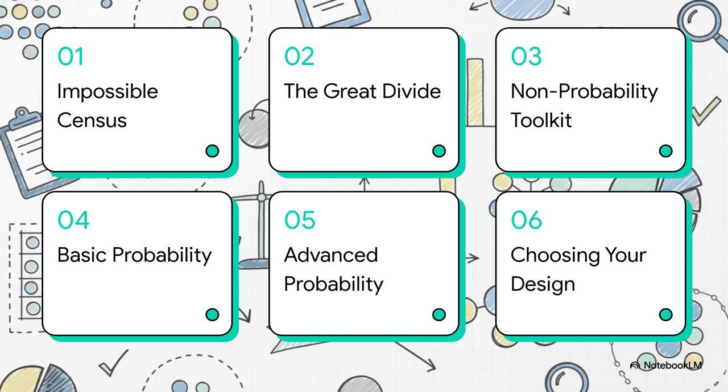Here is our methodical breakdown for today. First, the impossible census. Then, the Great Divide, followed by the non-probability toolkit. Basic probability, advanced probability, and finally, choosing your design.